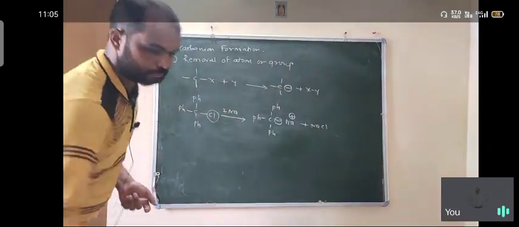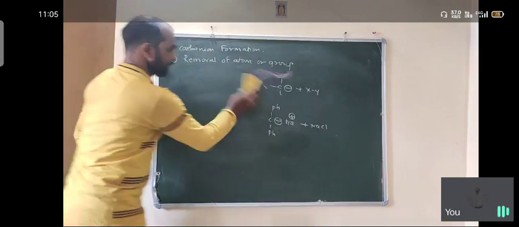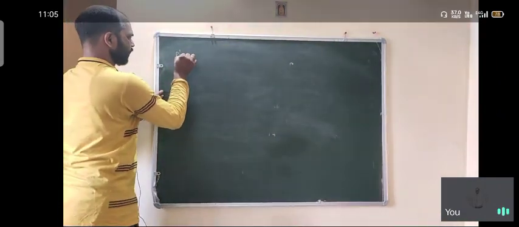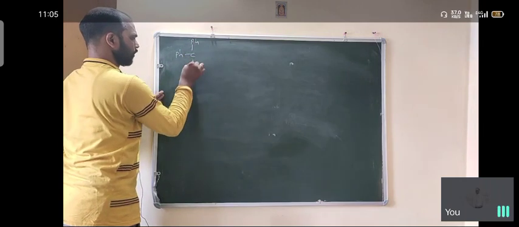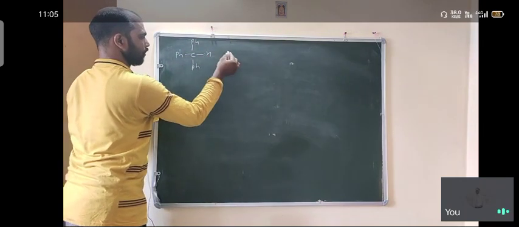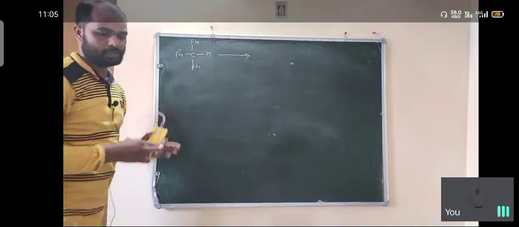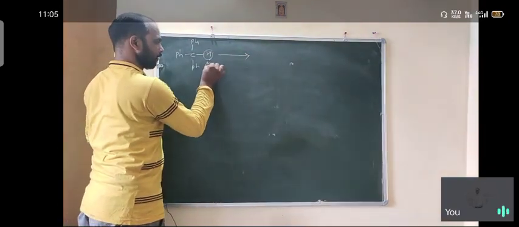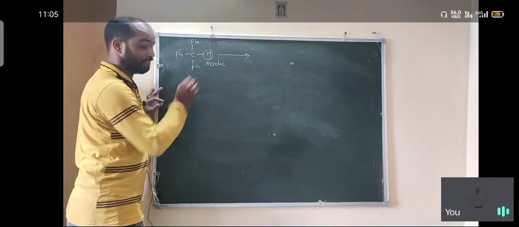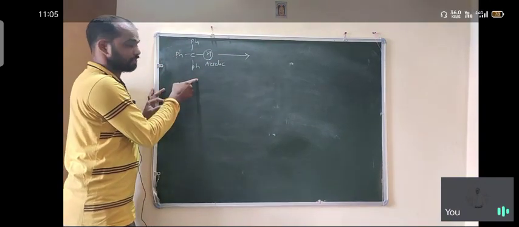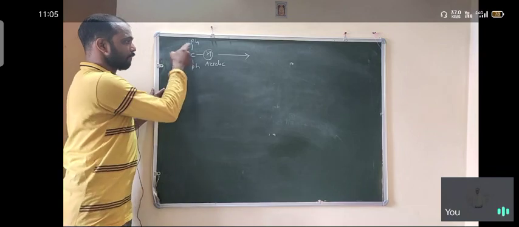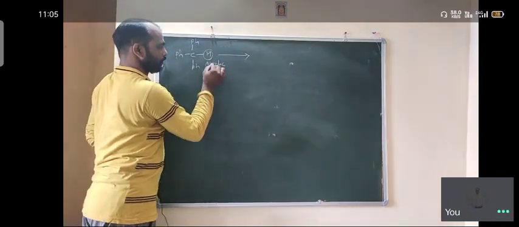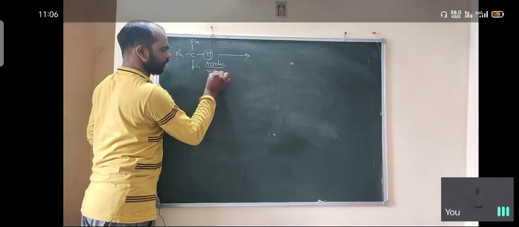It is one of the methods. Second example is, suppose here we just consider Ph3C-H. What happens here? This H is acidic. Why? Because three phenyl groups are present. Phenyl groups will stabilize the carbanion due to the resonance effect. So here it is acidic but very weak in nature.